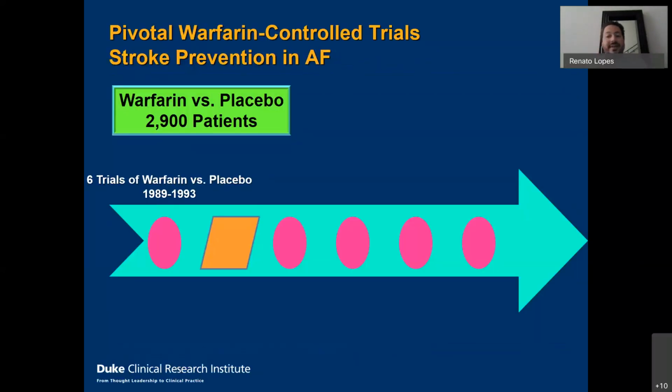If we look at the timelines and the historical evolution of stroke prevention in atrial fibrillation, we can see that until 10 years ago, everything we knew about atrial fibrillation and stroke prevention was coming from 2,900 patients from the early trials with warfarin. Those trials were done in the 80s and early 90s, and those were placebo-controlled trials that showed that warfarin is very good.